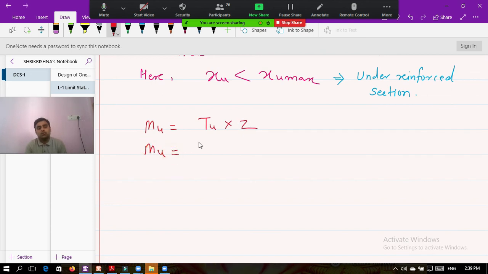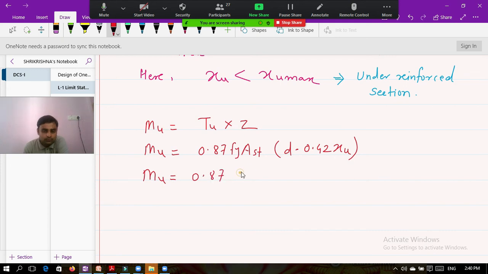So Mu is equal to Tu. Tu is 0.87 Fy AST in bracket d minus 0.42 XU. So this is the formula for Mu. Now put the values. Mu is equal to 0.87 into Fy is 250 into AST. What was our area of steel? 804.24 into d. What is the depth?